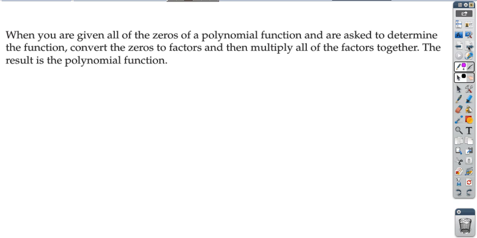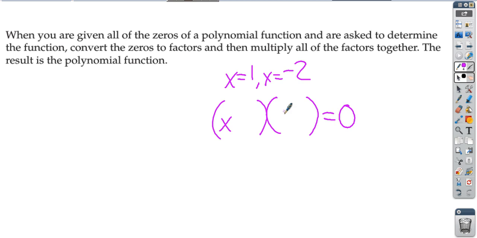Okay, how do you do what we're about to do? Well, if I told you, for example, that x equals 1 and x equals negative 2 were zeros, what you could basically do is figure out what function has those as zeros. So if I plug in 1 for x, I would have to subtract 1 from it to get a 0. Same thing, if I plug in negative 2 for x, I'd have to add 2 to get a 0. Now if I multiply this out, that would be the function that has those as zeros. So that's basically what we're going to do right here.